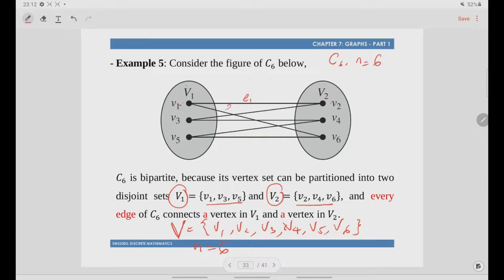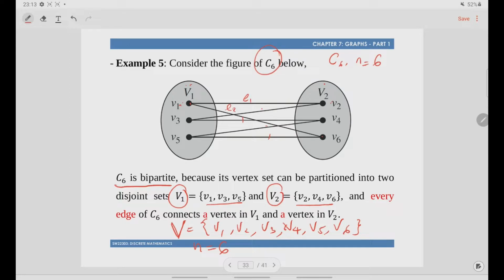Same goes with the second edge, E2. E2 also connects one vertex in the set V1 and another vertex from the set V2. So it happens to all edges. This edge, this one also same, this one same, and this one same. Every edge in this graph connects one vertex from the set V1 with another vertex in the set V2. So this graph C6 is bipartite. Okay, it is a bipartite graph.